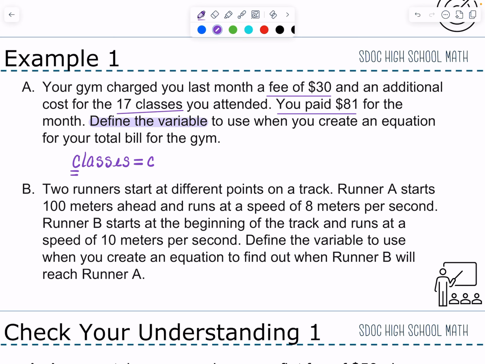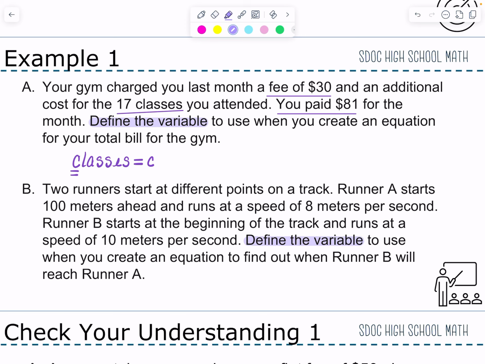For part B, two runners start at different points on a track. Runner A starts at 100 meters ahead and runs at a speed of 8 meters per second. Runner B starts at the beginning of the track and runs at a speed of 10 meters per second. Define the variable to use when you create an equation to find out when runner B will reach runner A. Again, the only thing they're asking us to do is to define the variable.